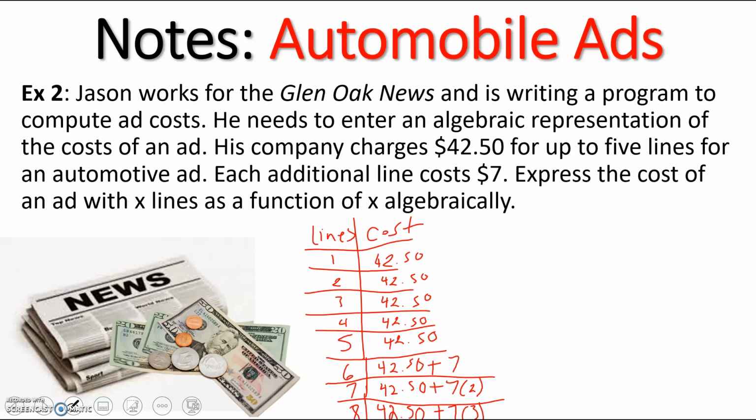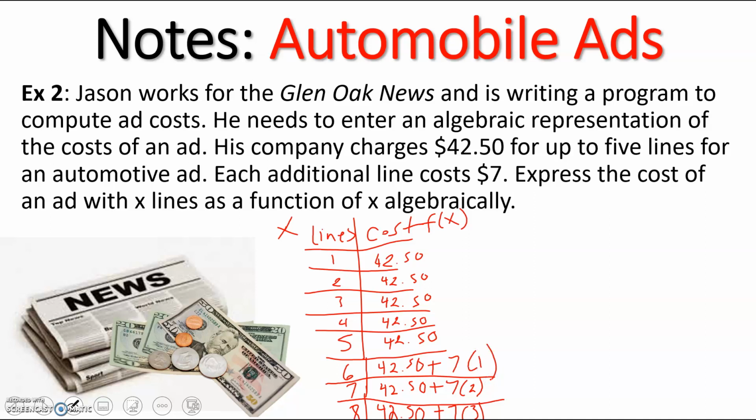So we see that if we treat the lines as x and our cost as f of x, we are going to look for a relationship and try to figure out what would represent x on our f of x side, right? So I'm going to ignore for a minute lines 1 through 5 because those are all the same. And I'm going to focus solely on lines 6 through 8. Now, if I look at lines 7 and 8, they both have a 7 times something. 7 times 2, 7 times 3. So I'm going to assume that line 6 is 7 times 1, right? Which is the same as 7.